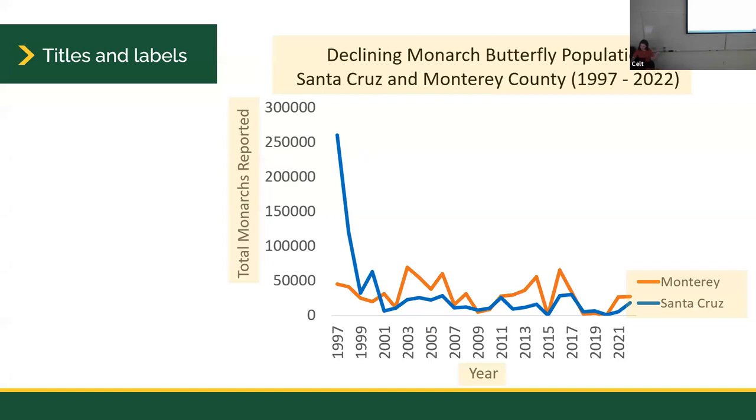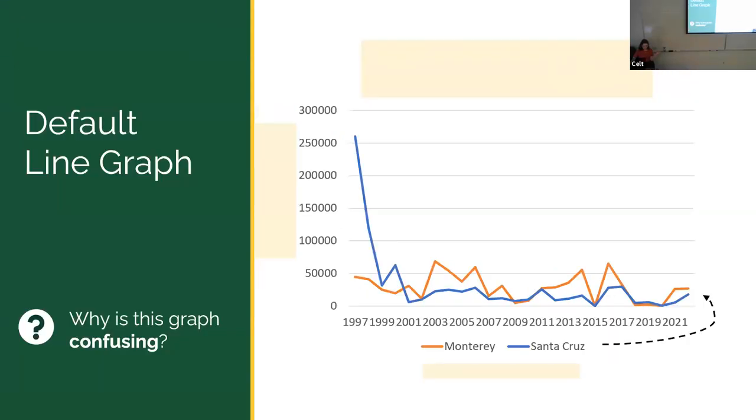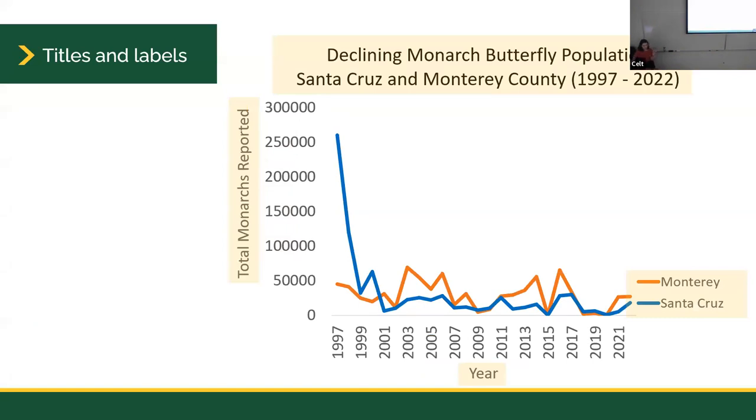So let's see if we add some titles. A title summarizing the declining monarch butterfly populations of Santa Cruz and Monterey counties over this time period. We got some axis titles now. I've moved the legend up to the side so that your brain has a little less work to do, and you're like, oh, Monterey is orange, Santa Cruz is blue. Rotated those years, you can actually read them now. And made the lines a little bit thicker, so they're a little bit easier to see. You may notice I also removed those horizontal axes lines. You don't have to, that's just a personal preference. It's something referred to as chart junk, extraneous information that's not supporting the data message, so personal preference on it.